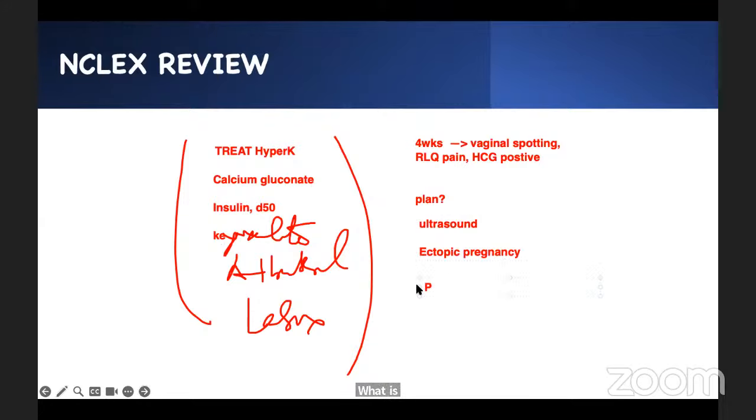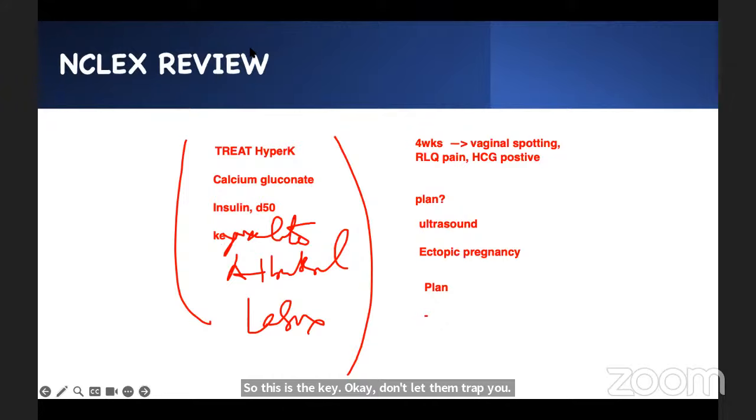What is your plan? How are you going to manage this patient? So now what is your plan? We know we have a diagnosis. What is it? Ruptured ectopic pregnancy. So this is a key, okay? Don't let them trap you. Please don't pick the answer.